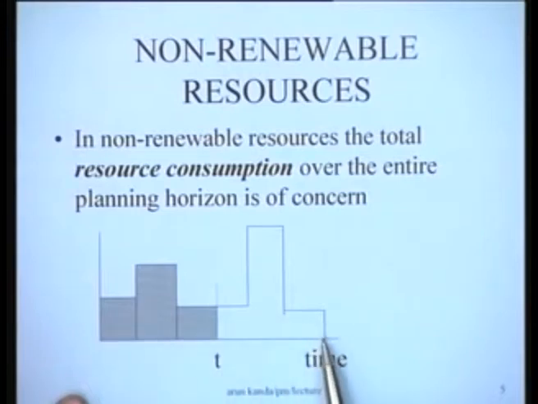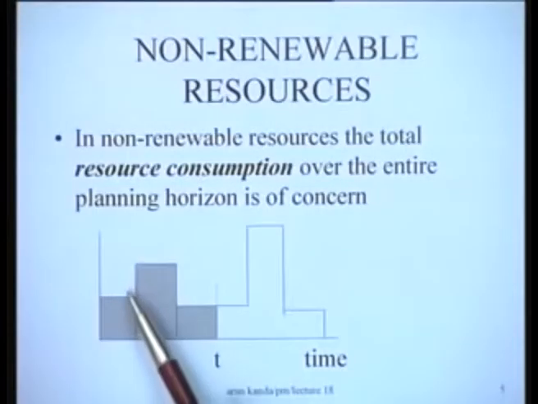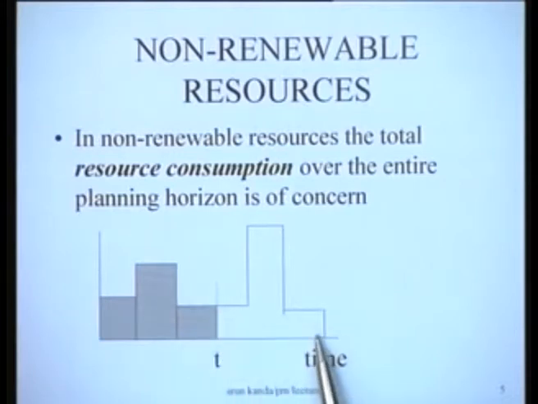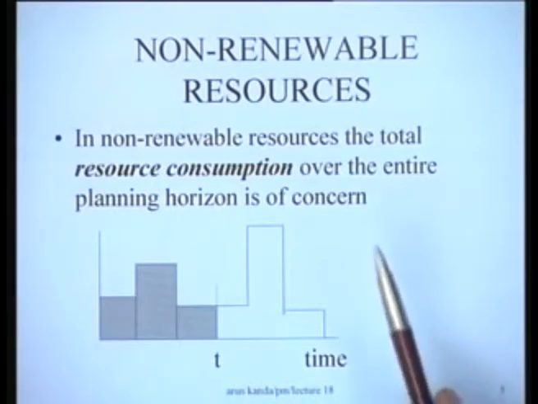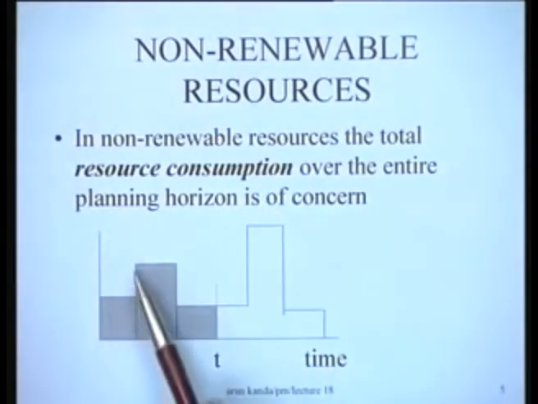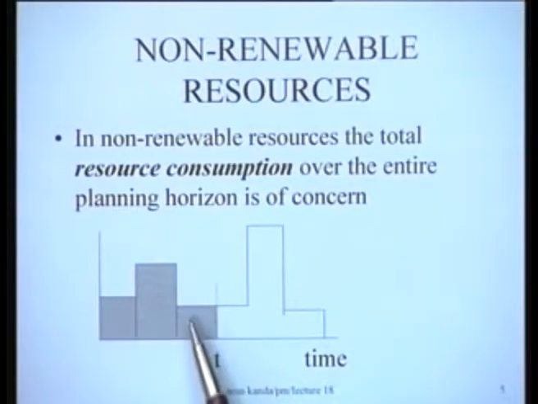So when the project ends at the final project duration, the total area would give us in fact the total consumption of the resource. For instance, if you talk about money, this is the rate of spending, and then at the end of it you would know what is the total amount of money which has been spent, and we are actually interested in minimizing that particular total sum of money. So here our concern is primarily with the total area or the total consumption. So consumption is nothing but the area under the resource usage profile.